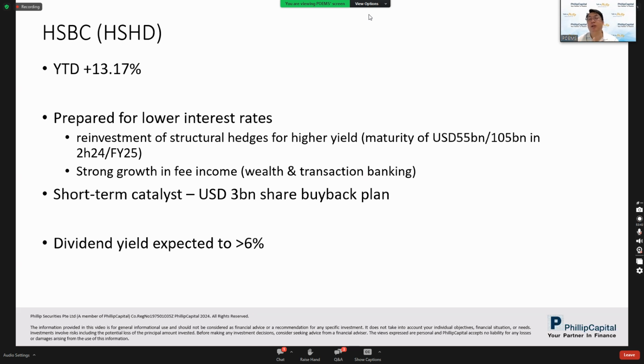But for this counter, their dividend yield is a bit lower than Bank of China. It's expected to be 6% per se. But do note that for Bank of China, the 7%, there is a 10% withholding tax due to it also being a China company. They have a 10% withholding tax for dividend yield. So for HSBC, the 10% withholding tax will not be applied.